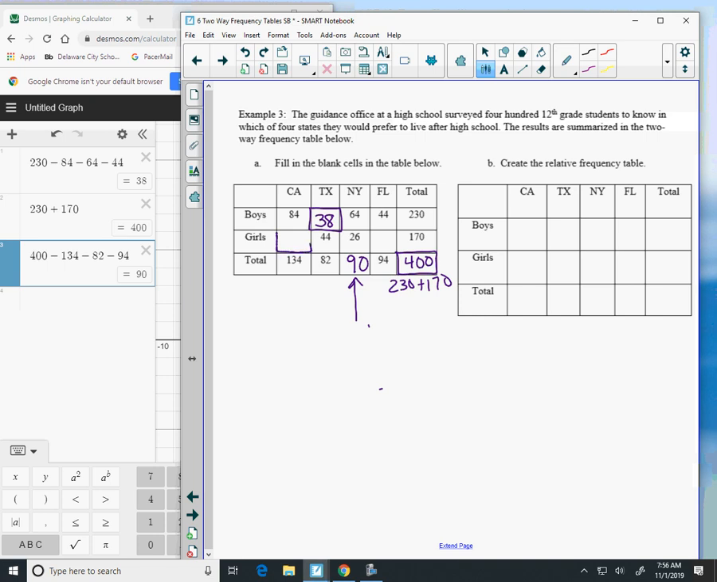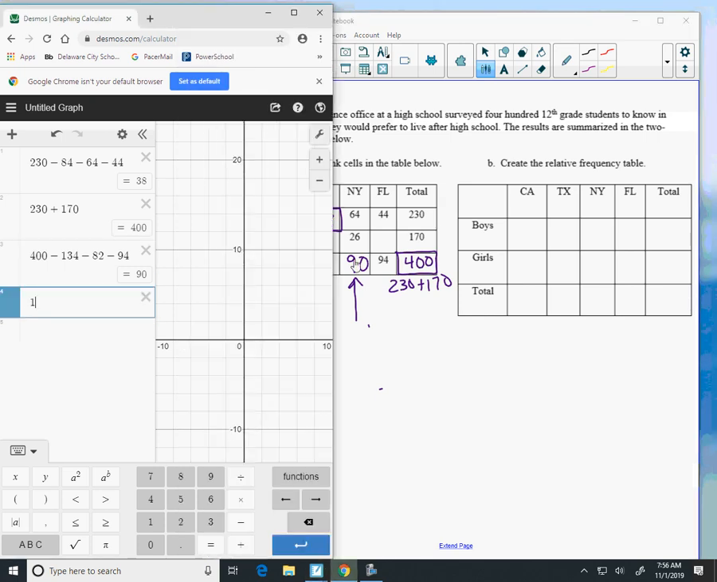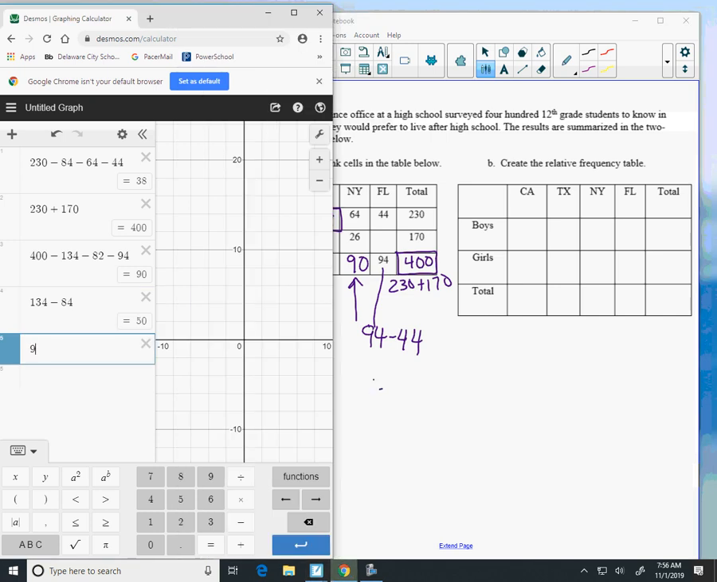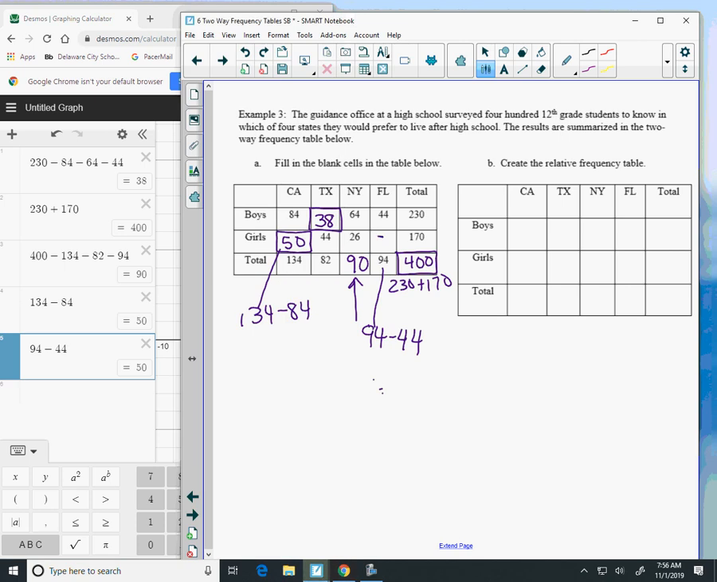For this cell here, Girls California, we're going to do 134 minus 84. And we get 50. And for the Girls Florida, we're going to do 94 minus 44 to get the cell in the middle there. And we get 50 there.